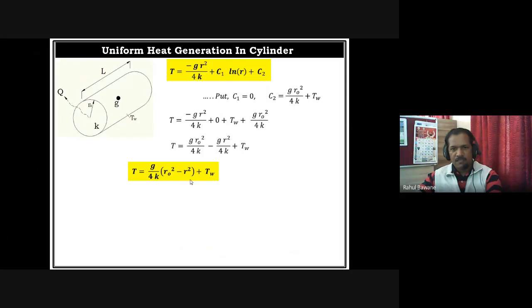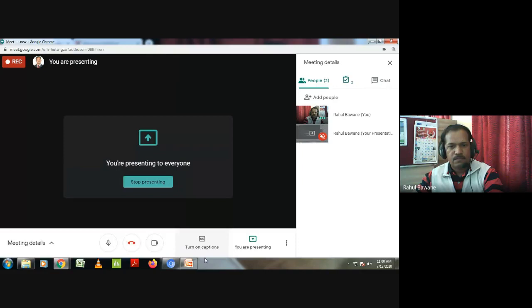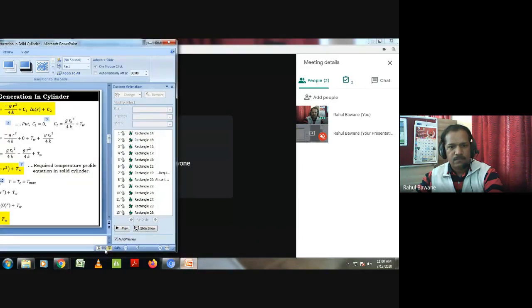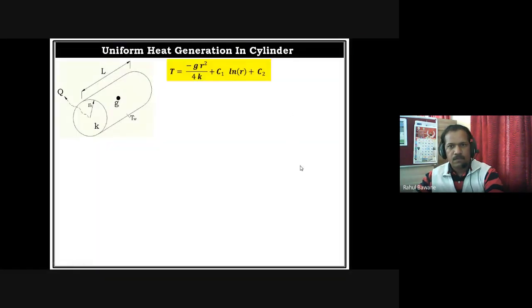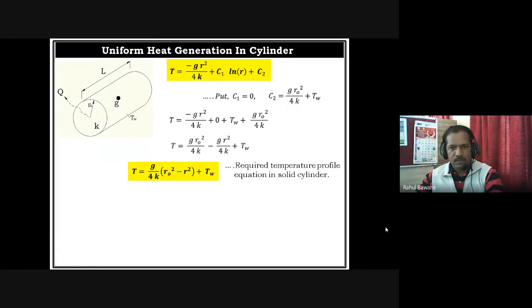It is just like the wall equation where we get L square minus x square. So here it is rho square minus r square. So this is our required temperature profile equation in a solid cylinder.